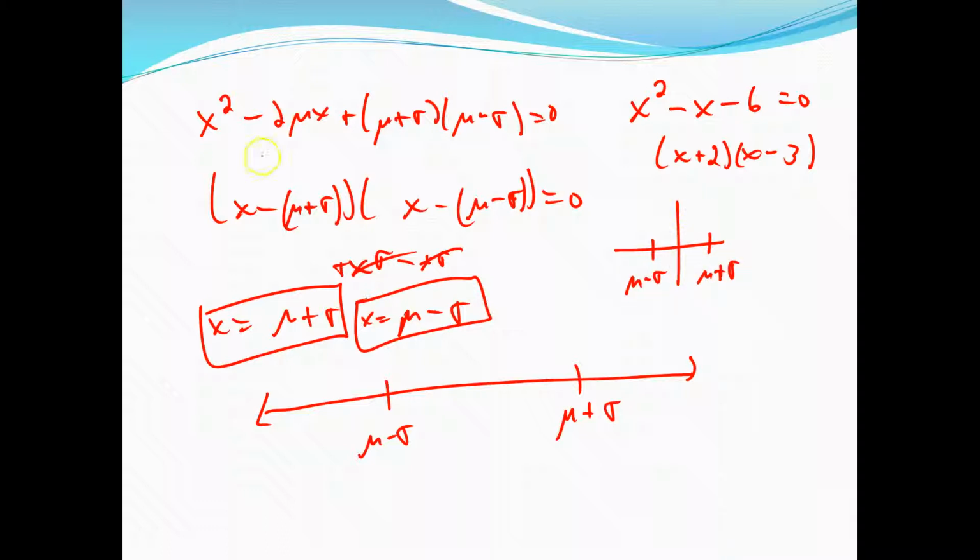All right, and since we have a positive x value, we know our end behavior is going to look like this. So this is a parabola that looks like this. So it changes positive, negative, positive. So we've shown that our inflection points are at mu minus sigma and mu plus sigma.